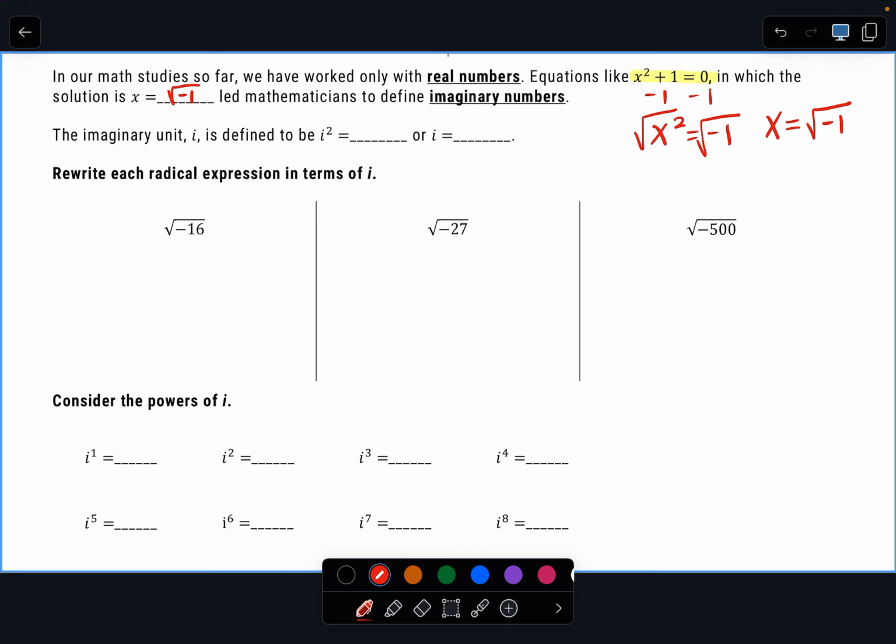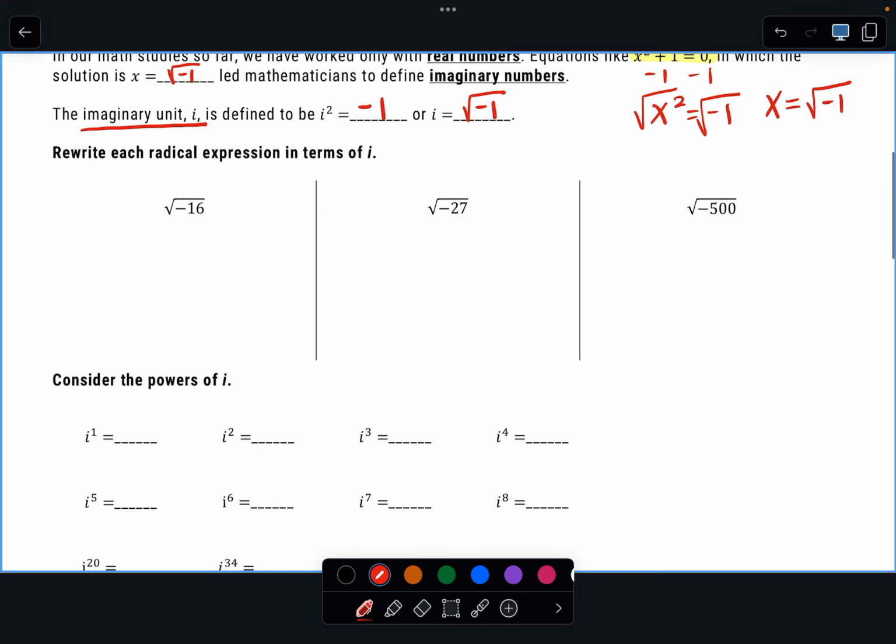You can still go through and do all of your regular solving. It's just that now, instead of having a negative, it gets represented by an i. So the imaginary unit i is defined so that i squared is negative 1, or you can also replace i with the square root of negative 1. The only thing you really have to know is every time you see a negative in the radical, there is going to be an i in your answer. So it's not going to change anything that we've done.